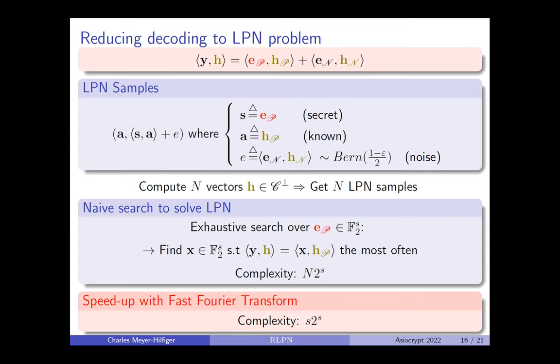What you can do is speed up this exhaustive search with a fast Fourier transform. I won't go into the detail, but it's a standard technique in code-based cryptography. And so your overall complexity is going to be S times 2 to the power of S. One important thing to mention is that you get a big gain between the naive search and the sped-up search because N will typically be exponential. It will be 1/ε², the number of samples you need. When you optimize our parameters, you see that N will be around 2 to the power of S. So the naive search will have a complexity of 2 to the power of 2S, and so the fast Fourier transform gains a square root factor in regard to the naive search. This is quite a big gain.